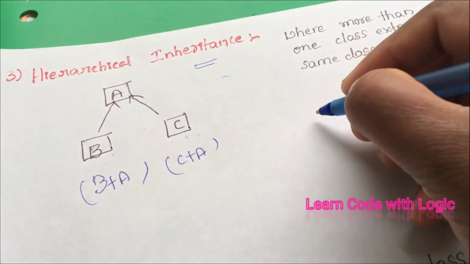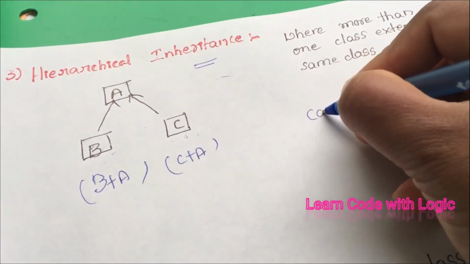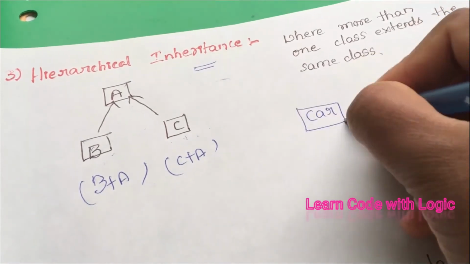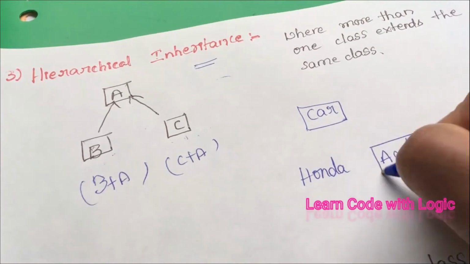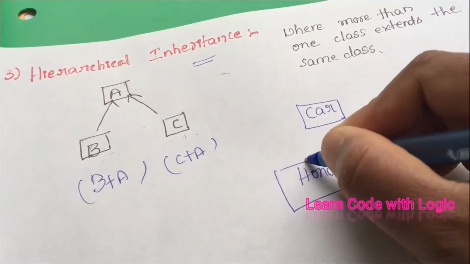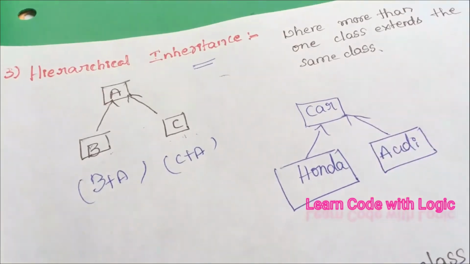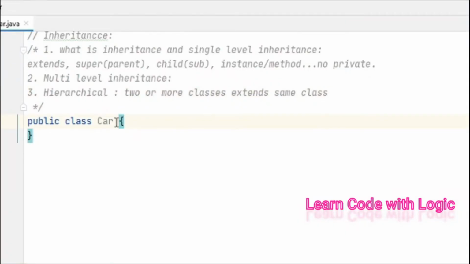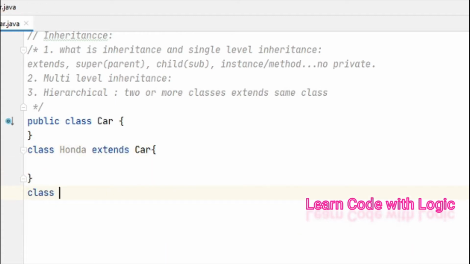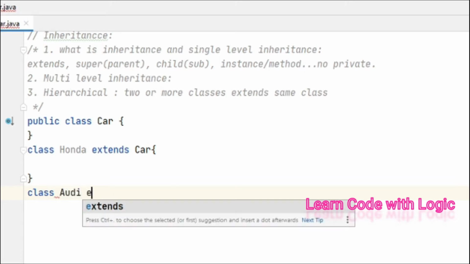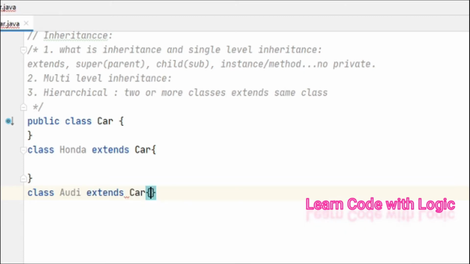We will also understand the previous example here. Car, Honda and Audi. Both manufacturers we can extend to the car class. Let's understand further. Suppose we have a class car here. Now let's say class Honda. This extends the car class. Now let's say one more manufacturer, Audi, extends car.